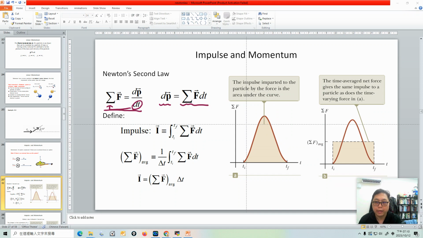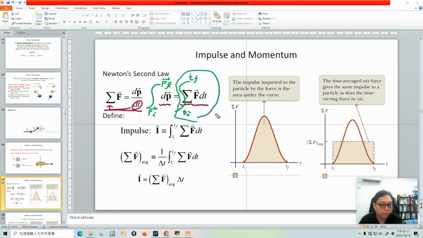And then we do the integration. On the right hand side, the integration range is from the initial time to the final time, and the left hand side goes from initial momentum to final momentum. I understand that you haven't learned integration, but just accept that.